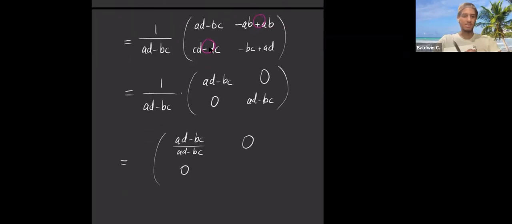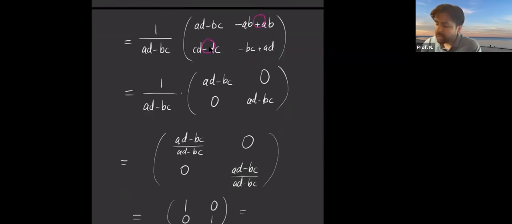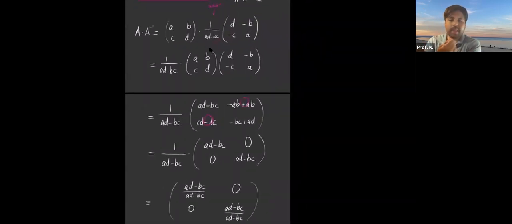Now you get the identity, right? So all I just showed you was that if an inverse exists, this one would work because I get the identity. I get 1, 0, 0, 1, which is the identity. And if you want, you can do it the other way as well. You can rearrange A inverse with A, and you get the same thing.